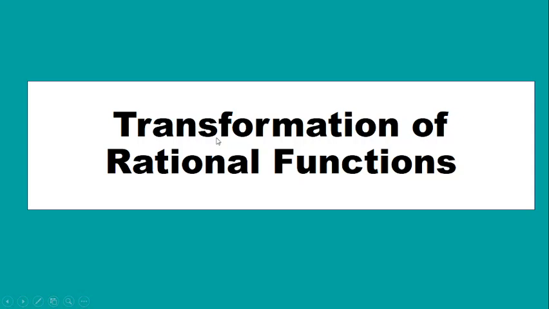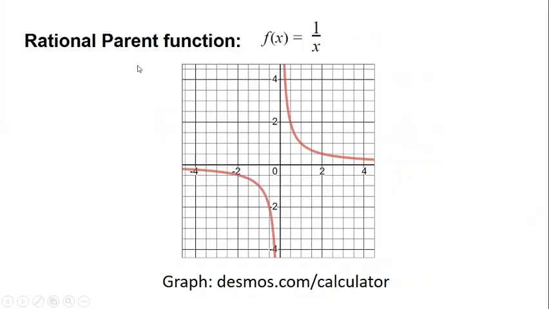Welcome. We are going to be talking about transformation of rational functions. So the rational parent function is given by f of x equals 1 over x. If you graph the parent function, you will see that the graph looks like this. I encourage everybody to graph it using Desmos.